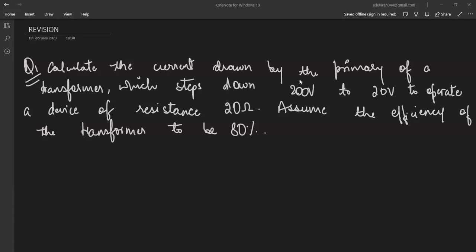Write down this question. Share your answers with me in the chat column. 2 minutes, 3 minutes time is enough. Then we'll discuss it.